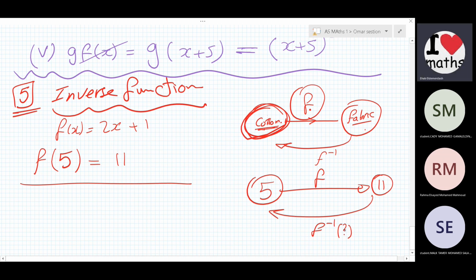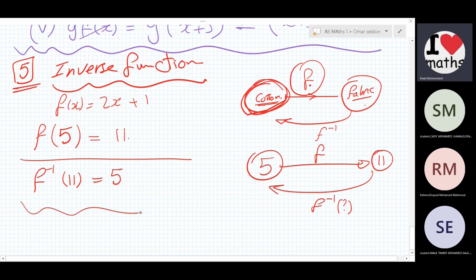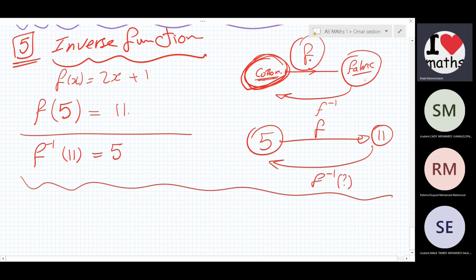Always here with inverse, I need you to understand that f of 5 is equal to 11. So f inverse of 11 will give me 5. How is it possible? You have to find out the inverse of the function. What is the inverse of the function? There is a process or a mechanism, a method that if you apply it, you will get the inverse of the function.